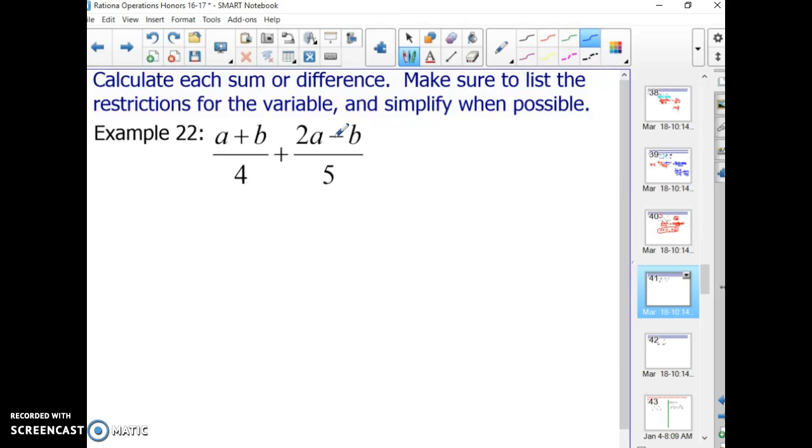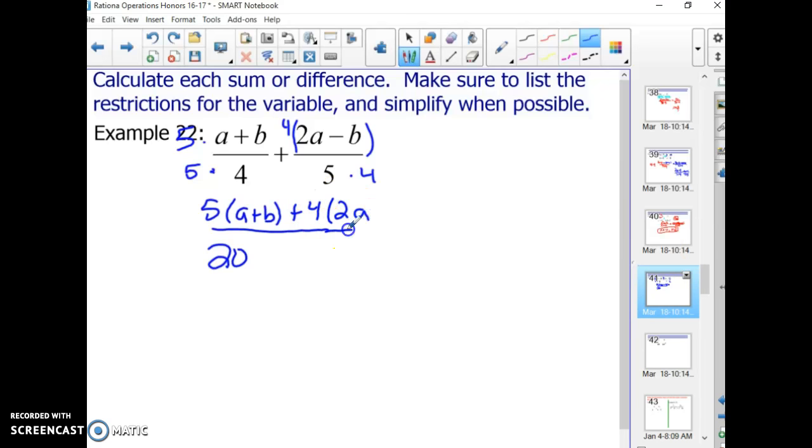So if this has a 4, I need to times this side by a 5 on the bottom and a 5 on the top. So if this has a 5 and a 4, this one has to have a 4. So I need to times the top by a 4. 5 times 4 is 20. Okay? I have this 5, but that needs to get times to the A and the B. And then I have a plus, and I have a 4 that needs to get times by that 2A minus B.